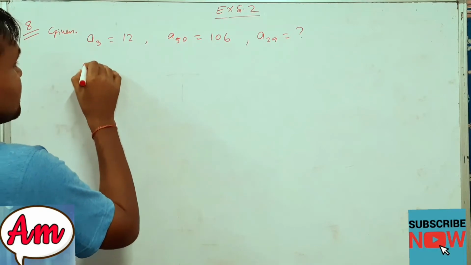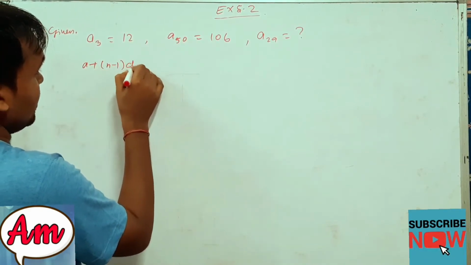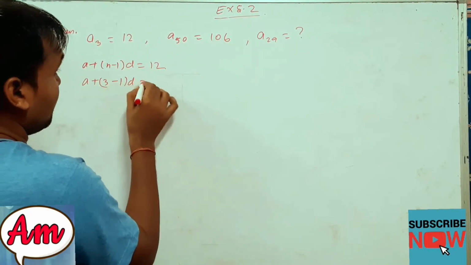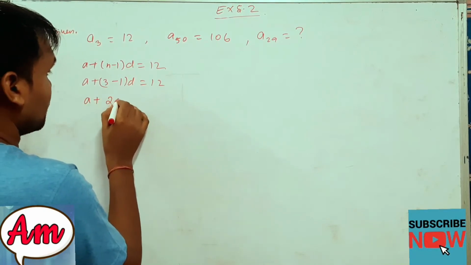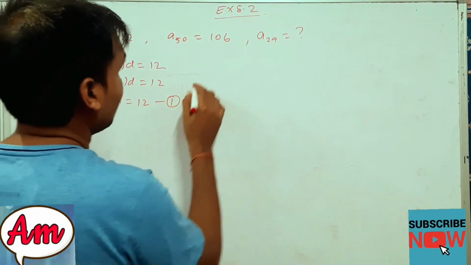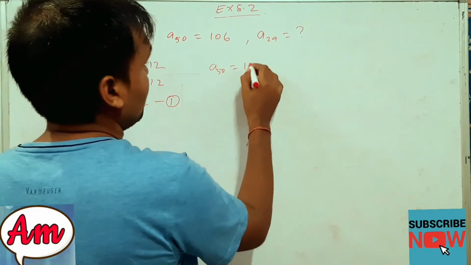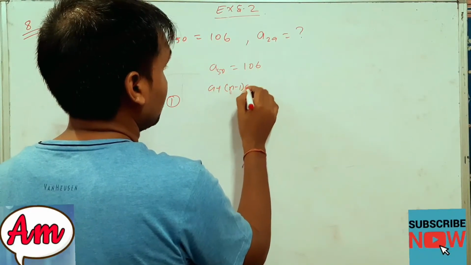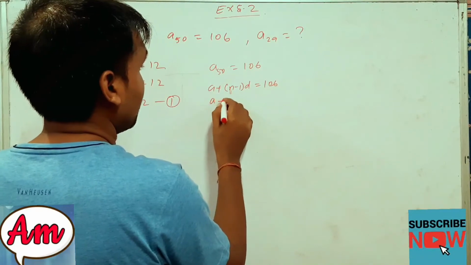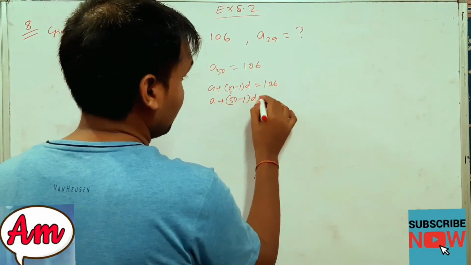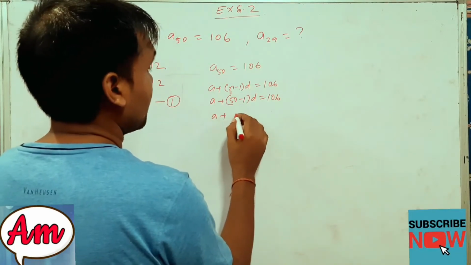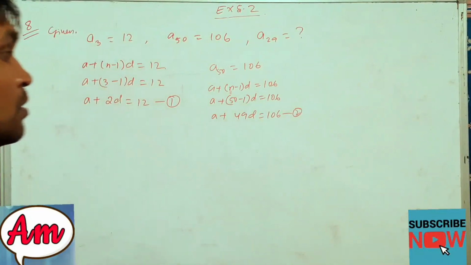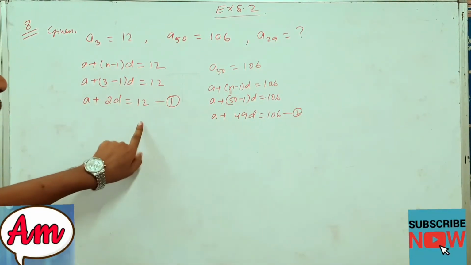So you will write here a plus (n minus 1) into d equals 12. Here n is 3, so a plus (3 minus 1) into d equals 12, which gives a plus 2d equals 12. This is equation number 1. Now write A50 equals 106. So a plus (50 minus 1) into d equals 106, that is a plus 49d equals 106. This is equation number 2.